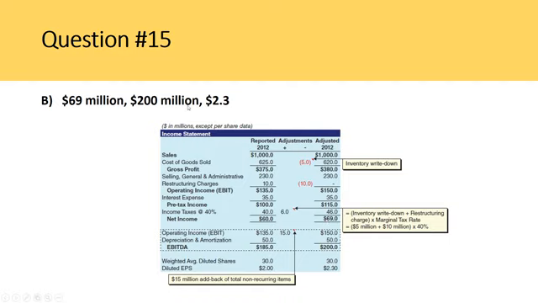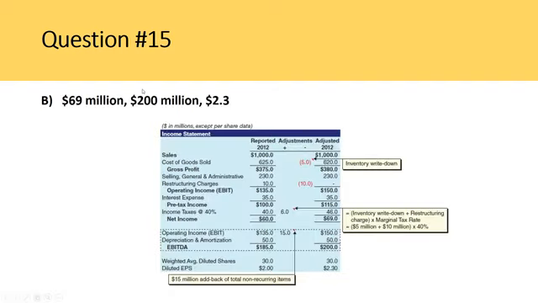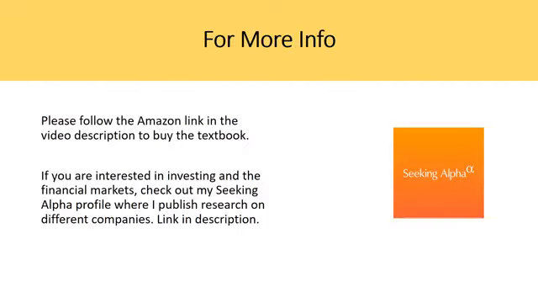For adjusted EBITDA, we already know the depreciation and amortization is 50 million. So we add that to the adjusted EBIT of 150, and we get adjusted EBITDA of 200 million. We get adjusted net income of 69, and of course you have your EPS of 2.3, which we calculate with the weighted average diluted shares. So that's pretty much it. The answer is B. Other than that, that's pretty much it for the chapter and some of the questions.